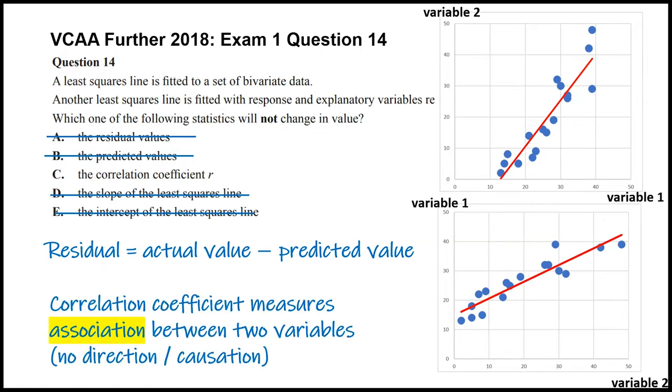It does not change because that measures the association between two variables. It does not depend on the direction of which one is the explanatory and which one is the response. And remember, correlation does not imply causation. It's not a directional thing. So C was the correct answer for that one. You could also just get out your CAS calculator, plot a very simple data set and actually try it yourself. If you swap the x and y variables and recalculate the r value, you'd find that it won't change.